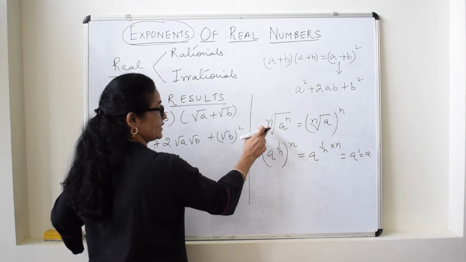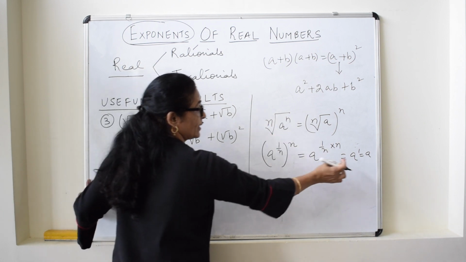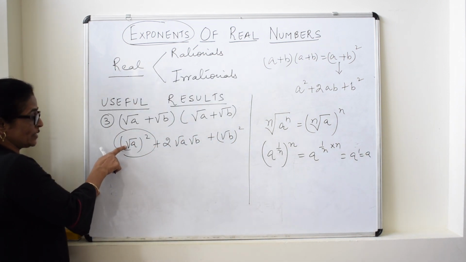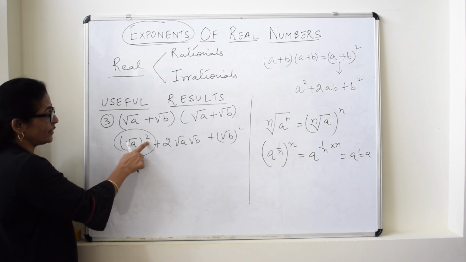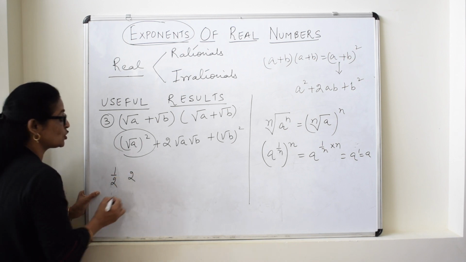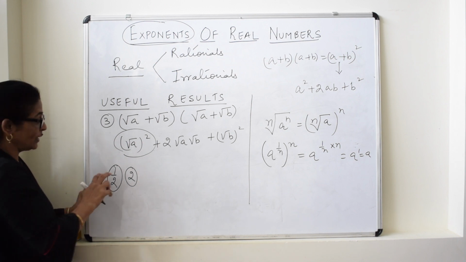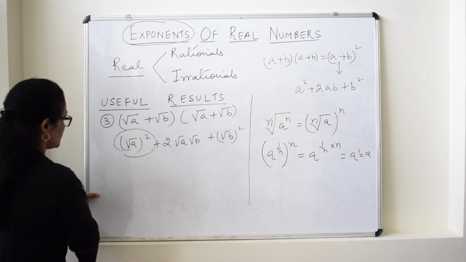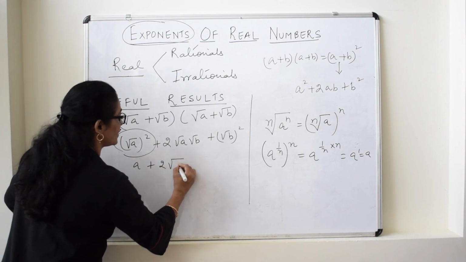So the rule says same radical, same power, so they will be cancelled ultimately and we will get only the base. Here, under root means to the power 1 upon 2 and this is a square. Square root means to the power 1 upon 2 and square means 2. So this 2 and 1 upon 2 are reciprocal of each other, so ultimately it will be only a. So what are we going to get? a plus 2. This first rule I told you, you can combine it.